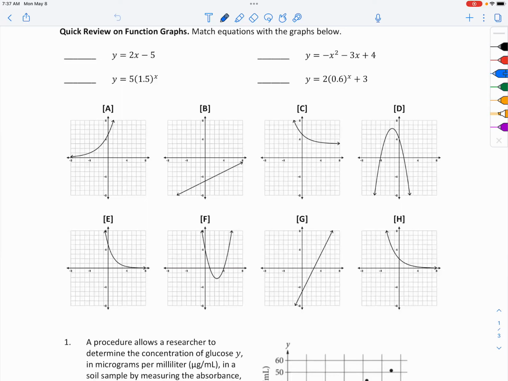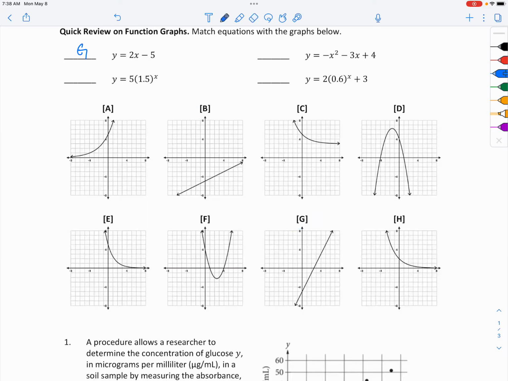We have two linear graphs right here. We have graph B and graph G. Which one do you think has to be 2x minus 5? It has to be G because the slope is 2. On the SAT, very often they want to make sure you know what slope is, and that you know the difference between the slope of 1/2 and the slope of 2. So that's very easy to tell.